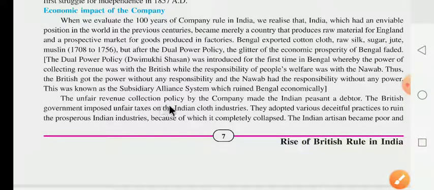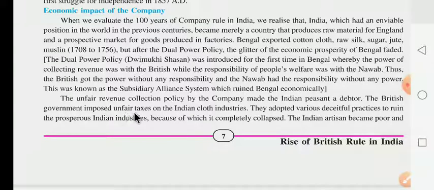The unfair revenue collection policy of the company made the Indian peasant a debtor. What was the meaning of peasant? Peasant means a farmer, kisan. Now he became a debtor. Debtor means karz ho jana, rini ho jana.